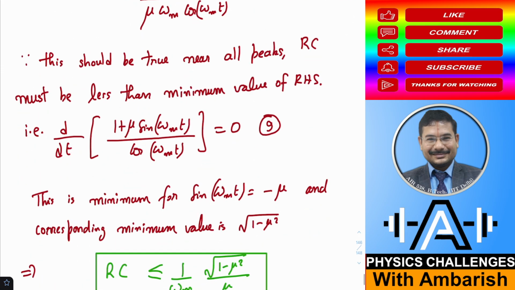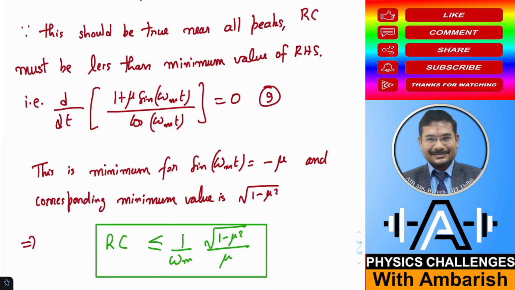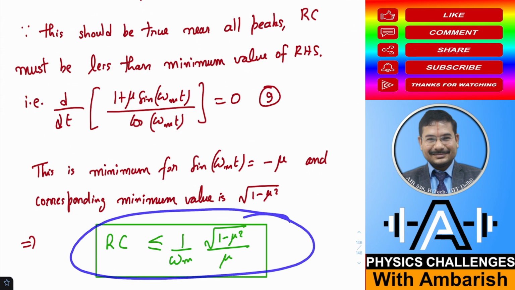If you do that, for the minimum value, sin omega m t must be equal to minus mu, and if you put that, your expression will reduce to RC is less than equal to 1 by omega m under root of (1 minus mu square) upon mu. So this is an important result. You can commit this to memory.